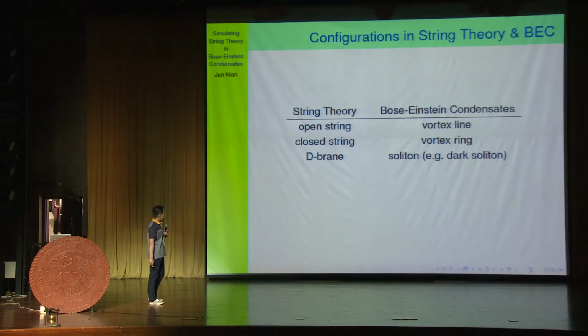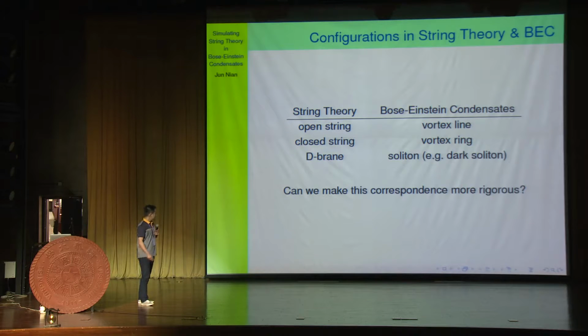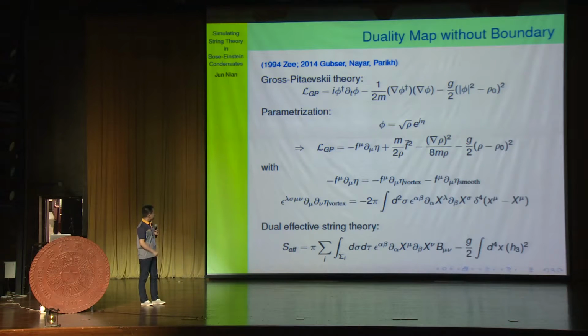It turns out that Bose-Einstein condensates are a good candidate because of the basic ingredients in string theory: open strings, closed strings, D-branes, and some others. We have similar configurations in Bose-Einstein condensates, which are vortex lines, vortex rings, and solitons. The question is, can we make this correspondence more rigorous? And the answer is yes.